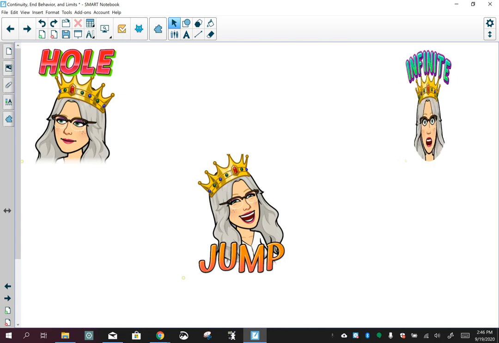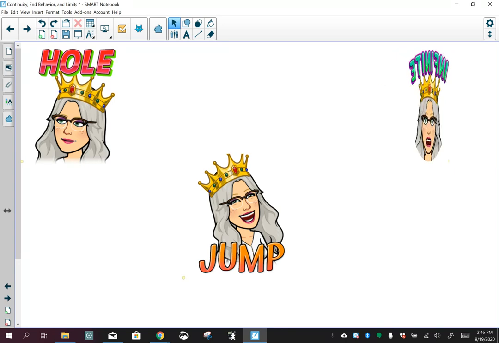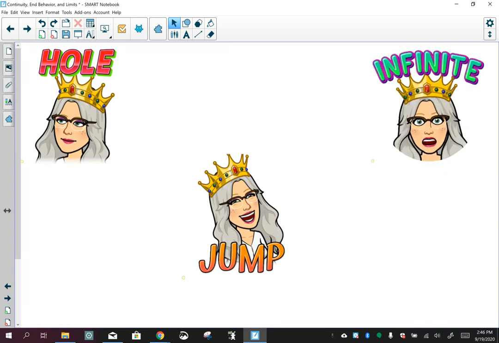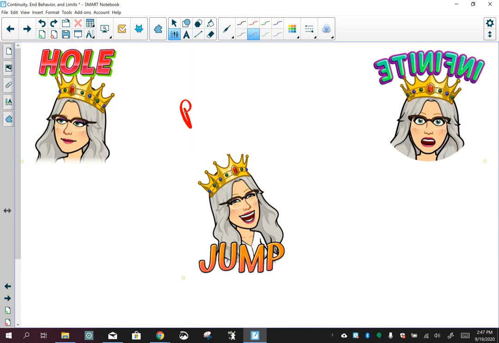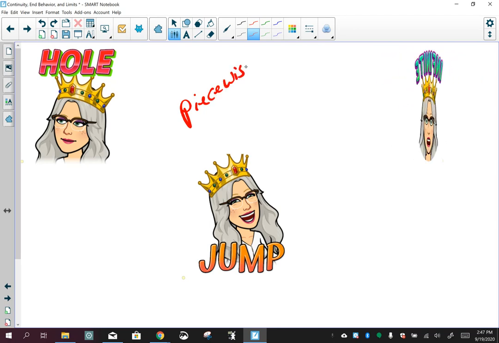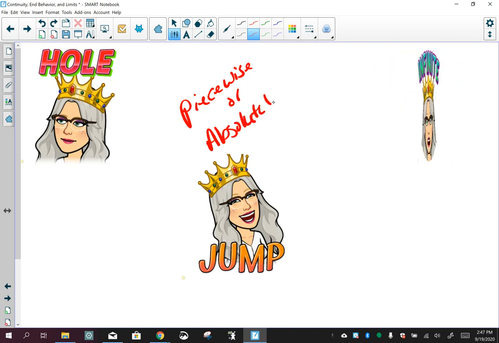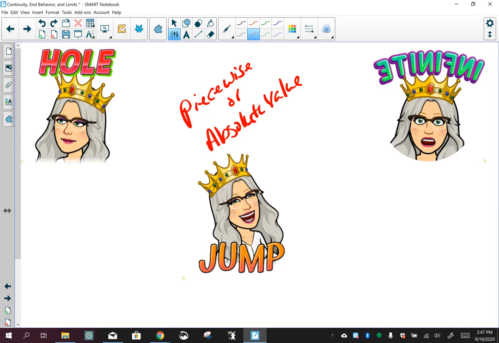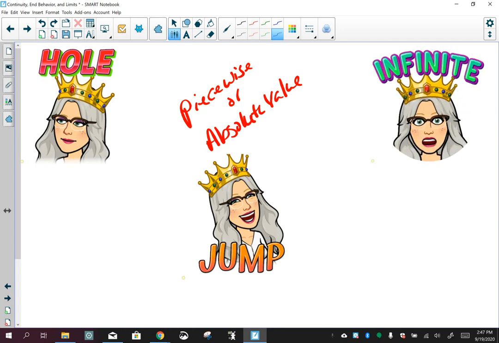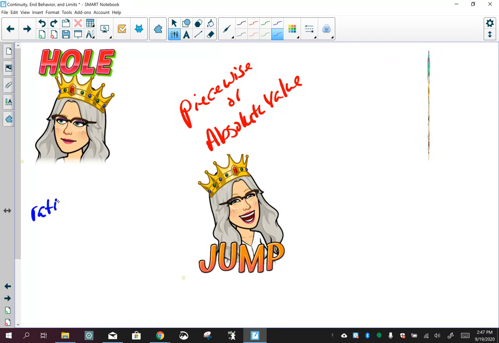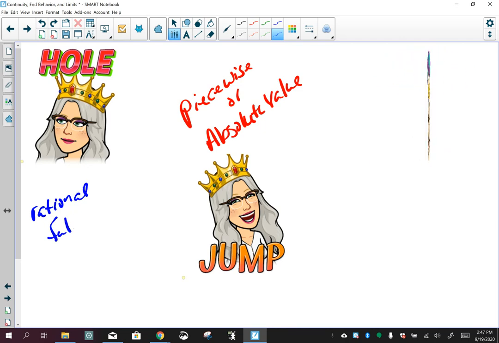The other one is called a jump discontinuity. This typically happens in piecewise functions, and it usually happens in absolute value. So when you have a jump discontinuity, we are looking at primarily piecewise or absolute value. Usually that's where a jump discontinuity happens. The discontinuity again from the hole is usually a rational function. That's usually where this happens.